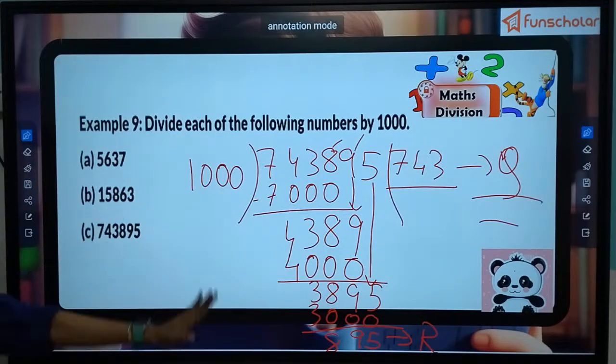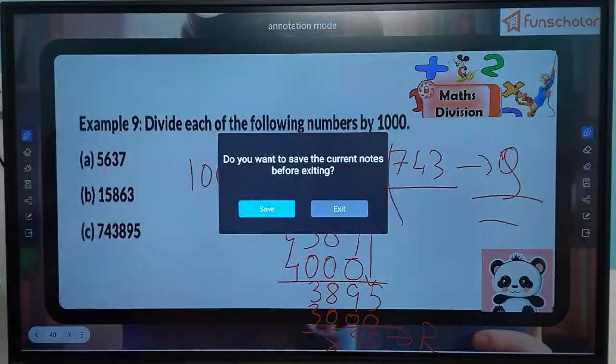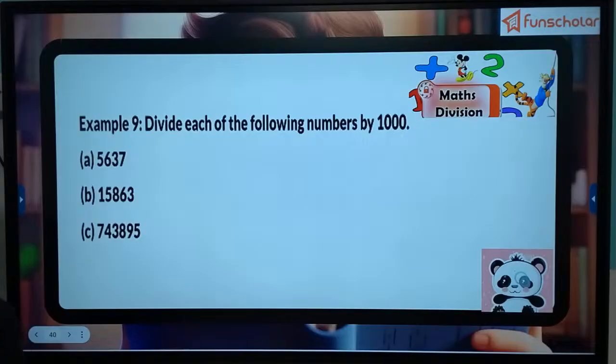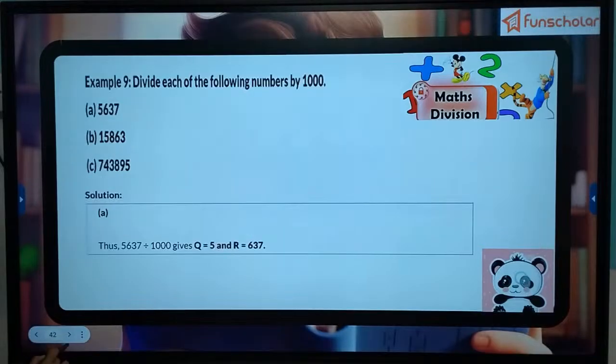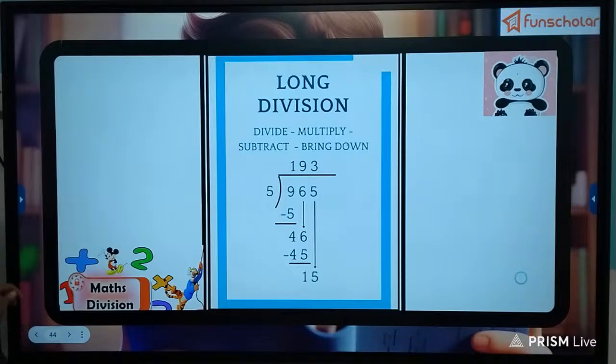I have shown you how to divide. Is it very easy? I hope it is. You just need to practice, and please do practice for your self-development. See, this was the answer. This was the answer. Third, this was the answer. Okay, now long division method.